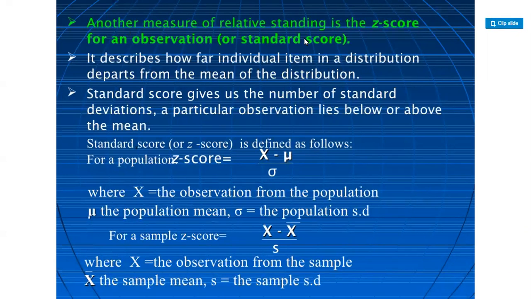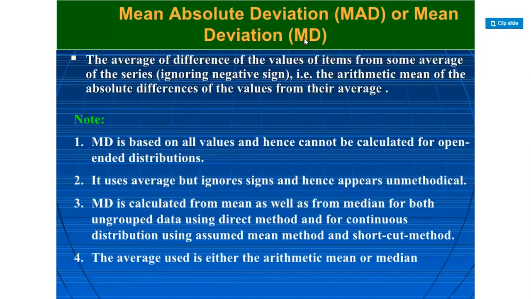It is a measurement of the relative standing, the Z score for an observation, or standard score. It describes how far an individual item in a distribution departs from the mean of the distribution.